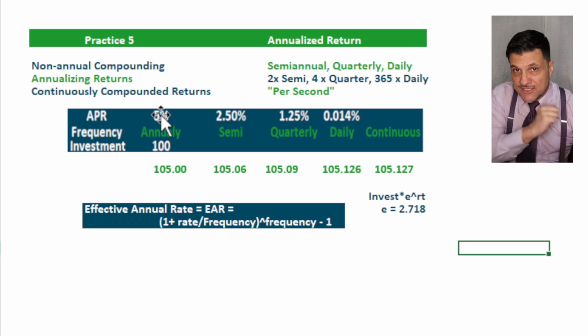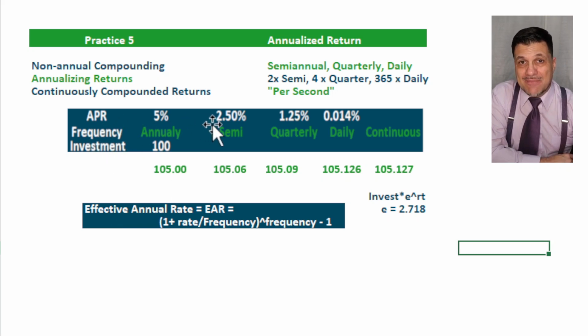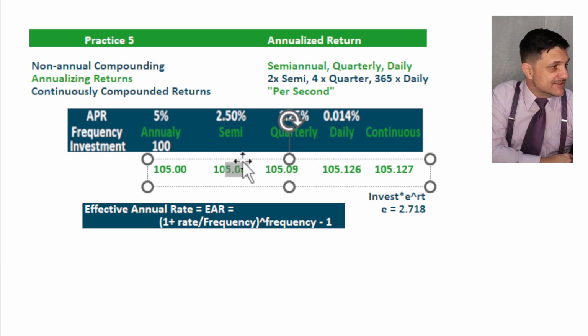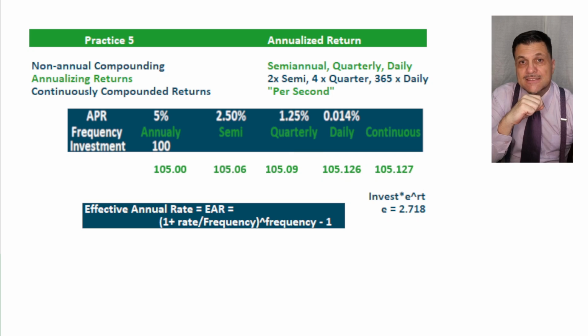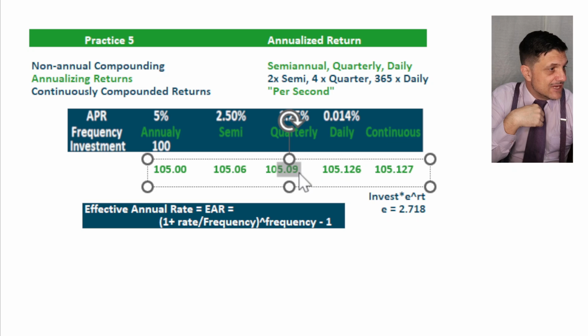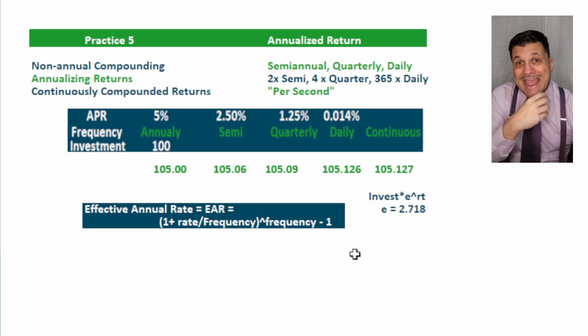What is, pay attention now, the effective annual rate of an annual rate of 5% compounded semi-annually? Take a look right there. 5% if it's compounded annually, 5.06% if it's compounded semi-annually. If it's compounded quarterly, it's 5.09%. Daily, 5.126, and continuously 5.127. So that's called the effective annual rate.